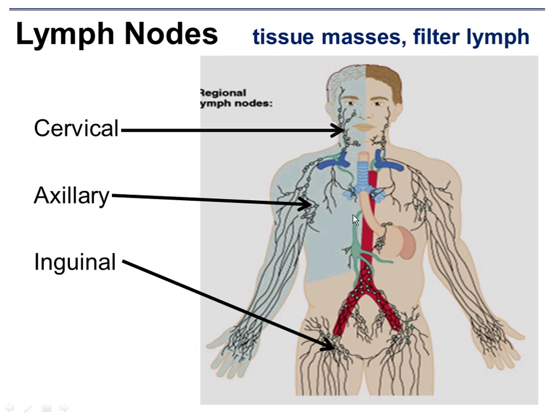Lymph nodes are found kind of in three major collections. And the three major collections are the cervical in the neck, axillary in the armpit, and inguinal down here toward the groin.